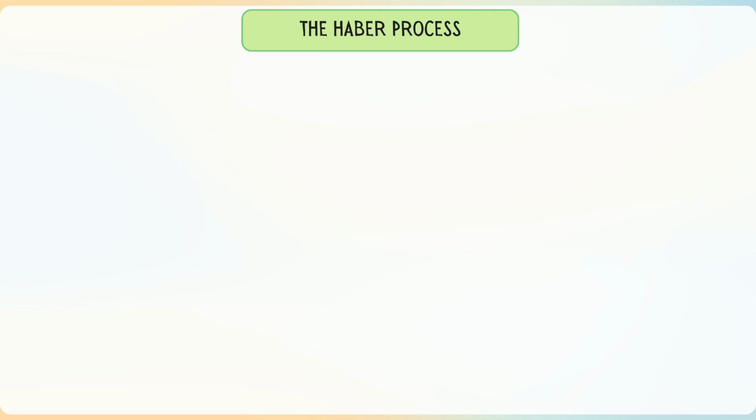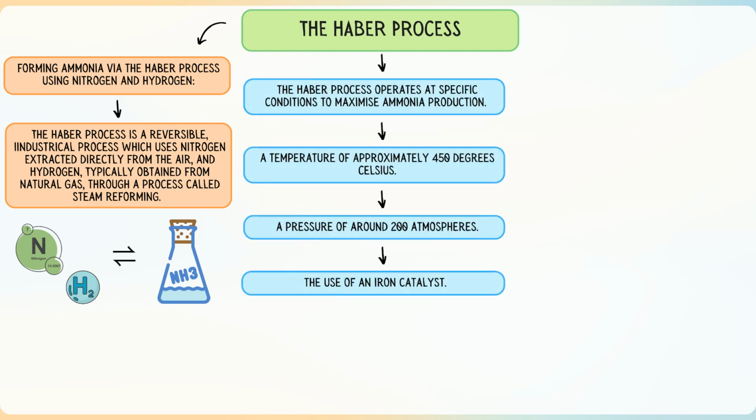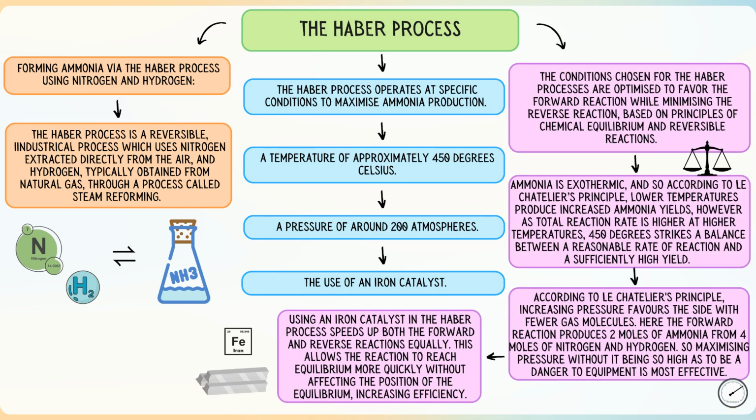In today's lesson, we delved into the Haber process, an industrial method for producing ammonia from nitrogen and hydrogen gases. We examined the chemical equation for the Haber process, emphasizing its reversible nature. We focused on how specific conditions optimize ammonia production, a temperature of approximately 450 degrees Celsius, a pressure of around 200 atmospheres, and the use of an iron catalyst, and understood how these conditions favor the formation of ammonia. By carefully controlling these conditions, the Haber process efficiently produces ammonia, demonstrating the practical application of chemical equilibrium and Le Chatelier's principle in industrial chemistry.